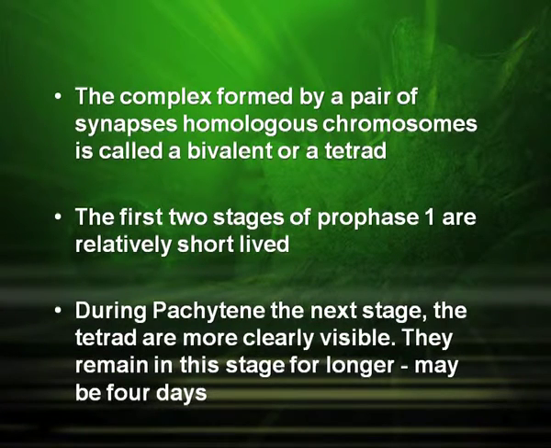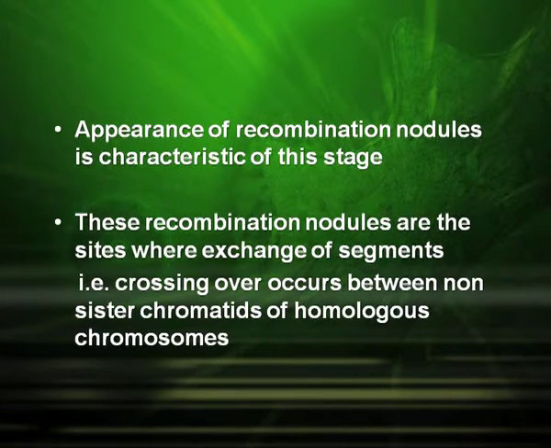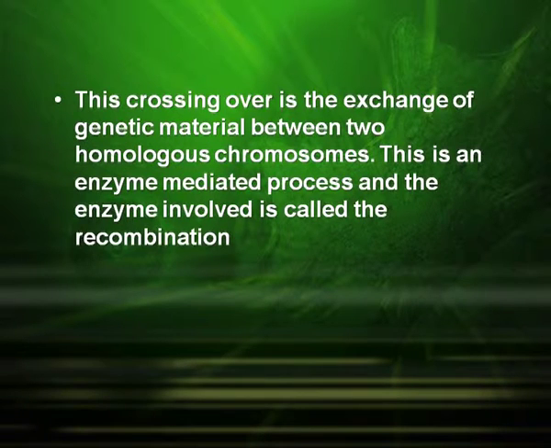During the third phase, pachytene, the tetrads are more clearly visible under the light microscope. They remain in this stage for longer, maybe for days. Appearance of recombination nodules is characteristic of this stage. These recombination nodules are the sites where exchange of segments, that is, crossing over, occurs between the non-sister chromatids of homologous chromosomes. This crossing over is the exchange of genetic material between 2 homologous chromosomes.